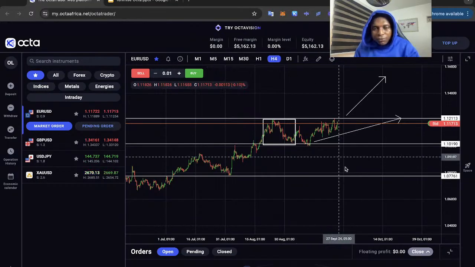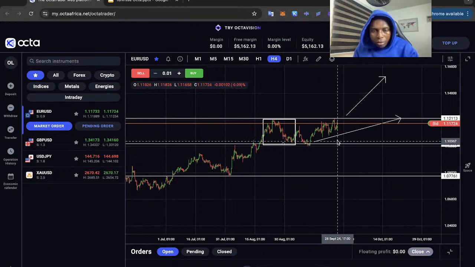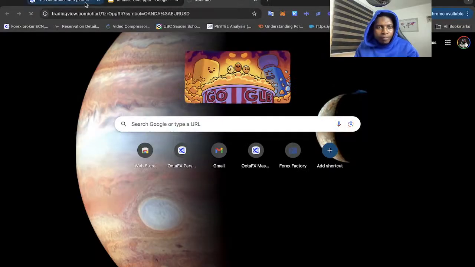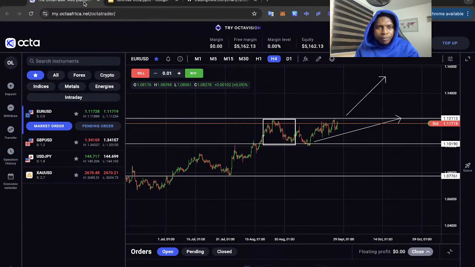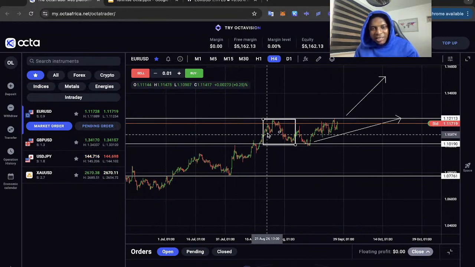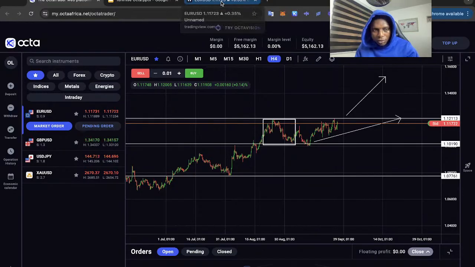When we go down to the 4 hours time frame, okay, let me get us on something. So when we go back to the 4 hours time frame, now we can see clearly here that price has been ranging between these levels.